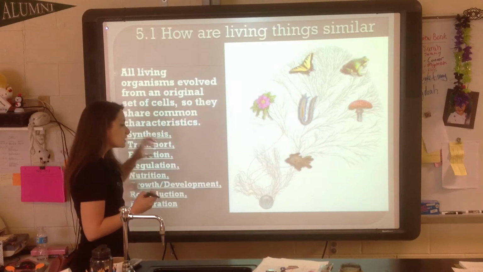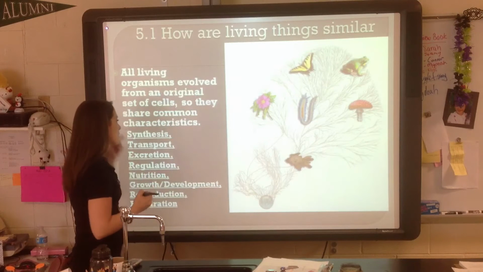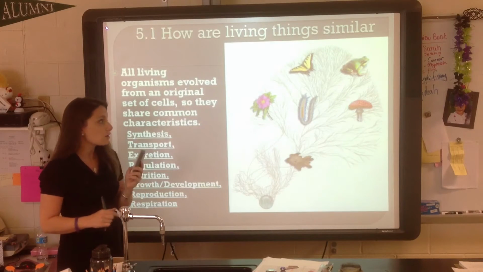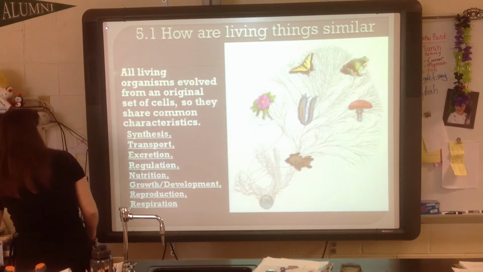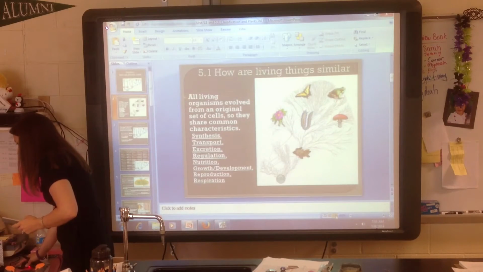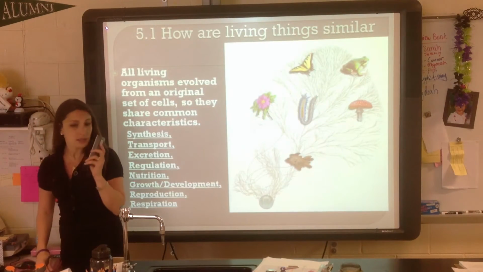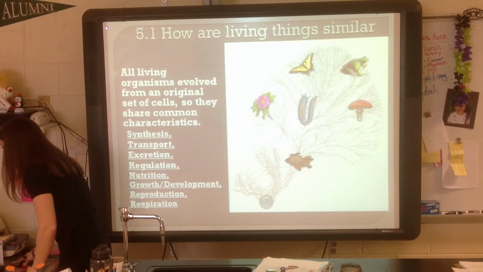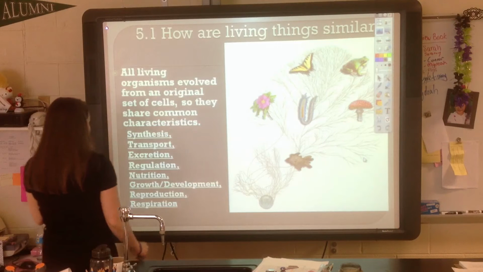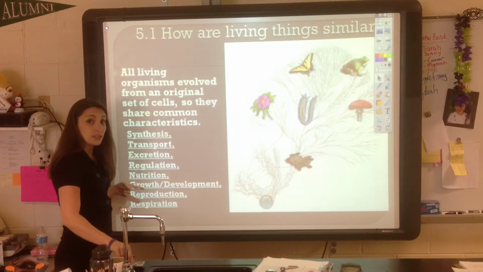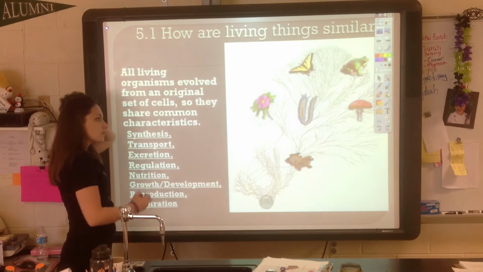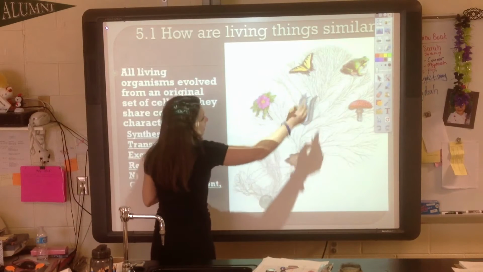We do see that since they originated from a common set of cells, they have common characteristics, and these take us all the way back to the beginning of the year, where we talked about things like synthesis, transport, excretion, regulation, nutrition, growth and development, reproduction, and respiration. And so we're going to be revisiting these characteristics or processes throughout Unit 5. We're going to start today just by really focusing in on these 6 kingdoms.